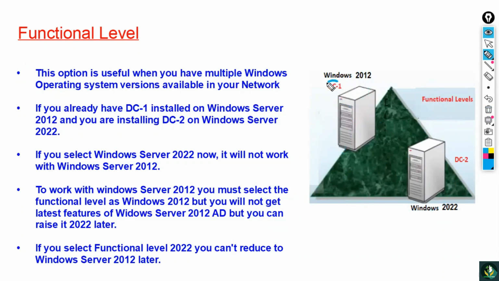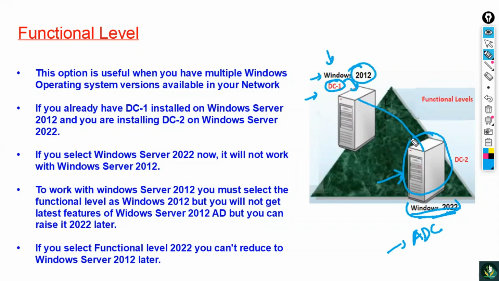Let us say you have installed domain controller 1 with a Windows operating system, and domain controller 2, the additional domain controller, is having Windows Server 2022. If you install Windows Server 2022 and you want to work with Windows Server 2012, you need to select the functional level Windows Server 2012. If you select the latest version, Windows Server 2022, it will not work with domain controller 1. So this option is useful when you have multiple Windows operating system versions available in your network.